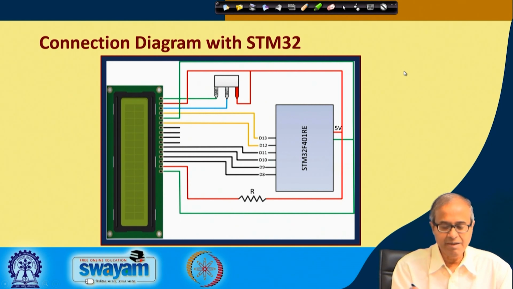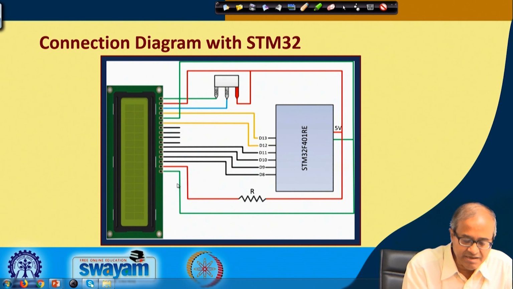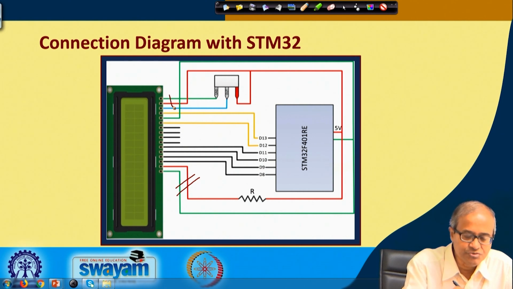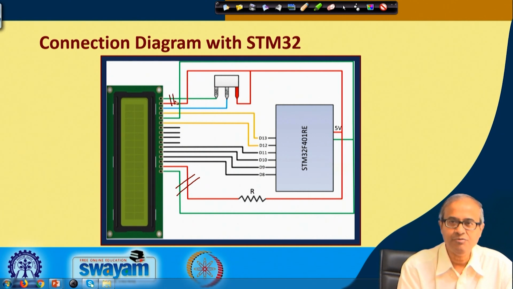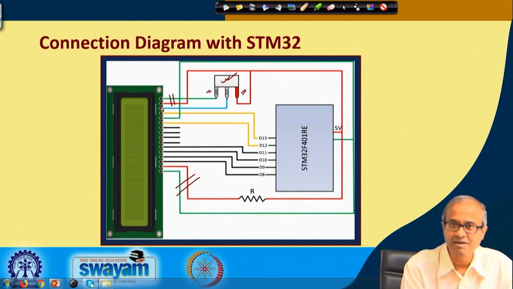So, here I am showing a very typical interface with the STM microcontroller to this board. You see, here I am connecting the LED plus and LED minus connections. Here the first two are the power supply and ground. You see, here I am using a potentiometer. On one side I am connecting ground, on one side I am connecting 5 volt, the middle point I am connecting to the VEE terminal, that is the contrast control.